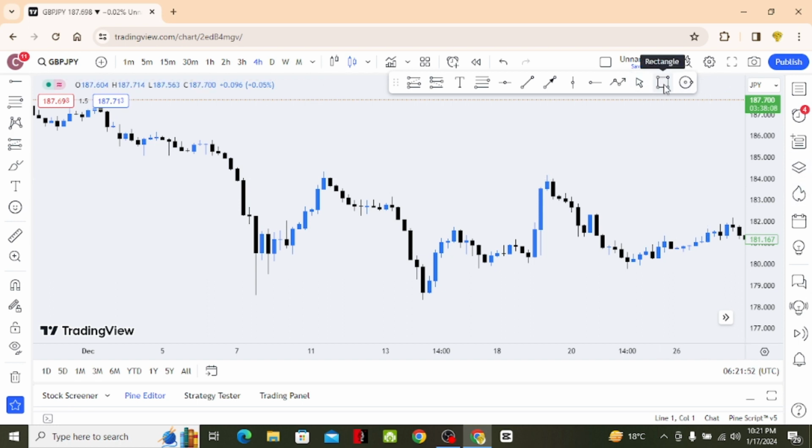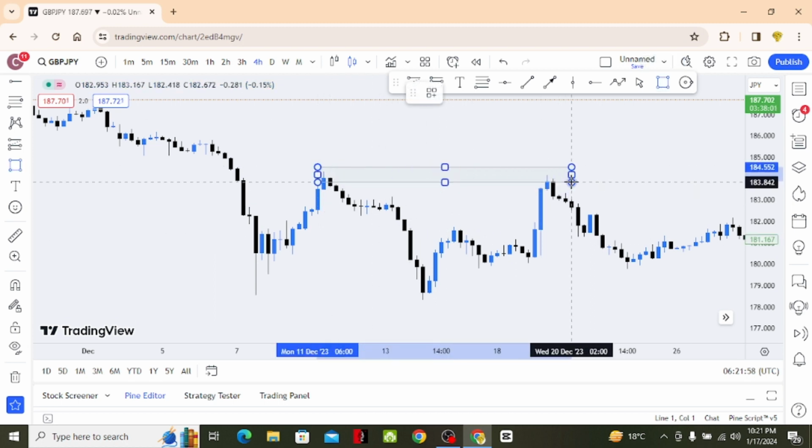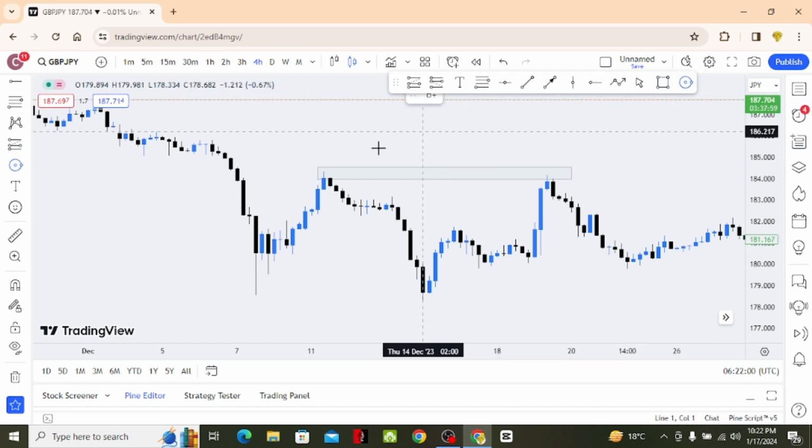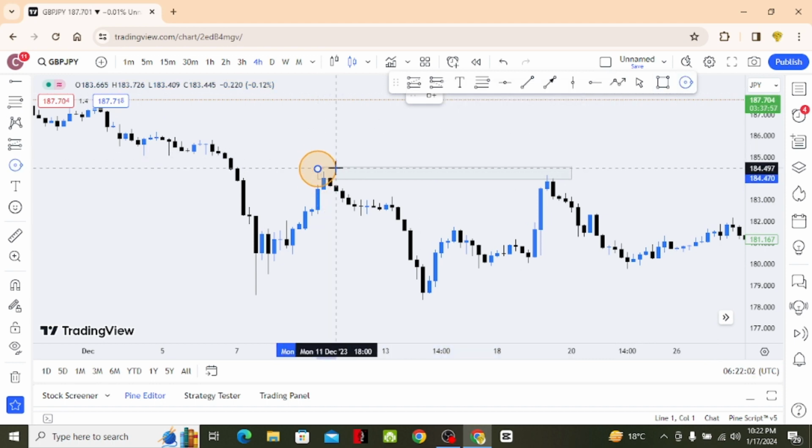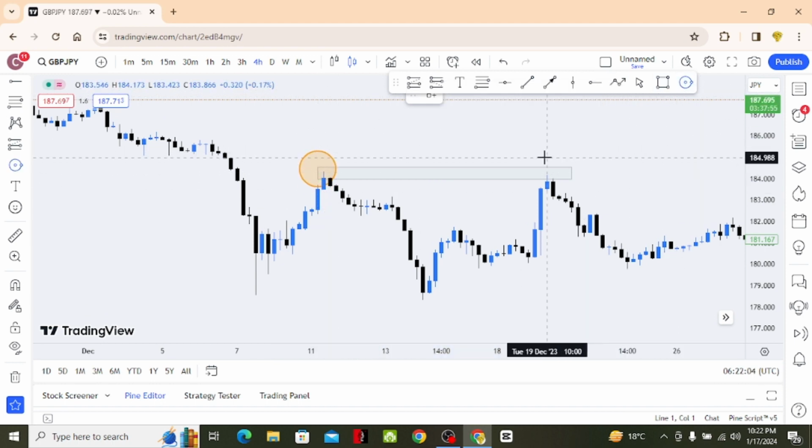The first thing you want to do is to spot or identify your double top. Once you've done that, you bring out your tool to mark your double top. I'm going to use the circle to mark the first top. Okay, this is the second top.